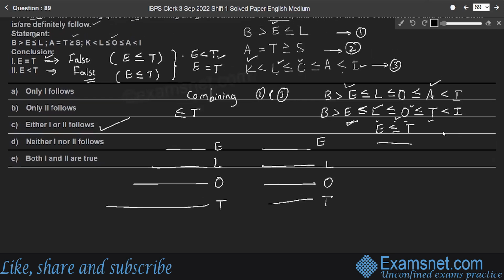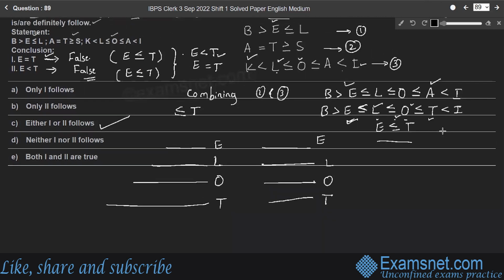So come to the conclusion part. E is equal to T. Can we conclude strictly E is equal to T? No. In both the cases, case 1 and 2. So take both the cases, either E is equal to T or E is less than T. Therefore, either 1 follows or 2 follows, right? Either E is equal to T or E is less than T follows. Hence, option C is the right answer.